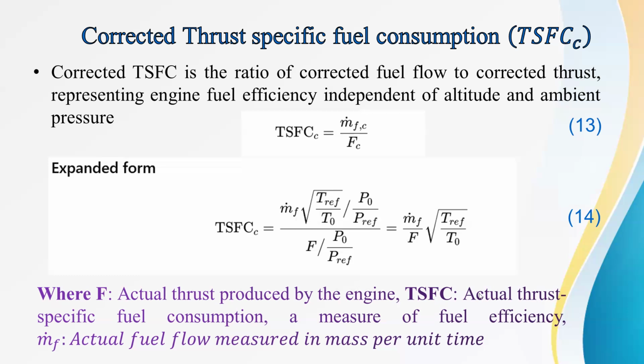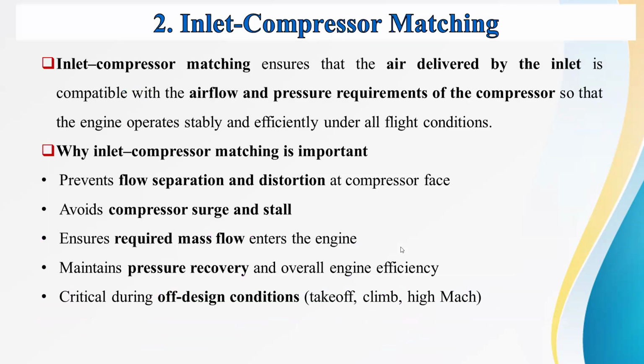Okay, so in this case, F is our actual thrust produced by the engine, and TSFC is the actual thrust-specific fuel consumption, which is a measure of fuel efficiency. This thrust-specific fuel consumption measures the fuel efficiency of an aircraft. MF is the actual fuel flow measured in mass per unit time, the mass of fuel consumed per unit time.